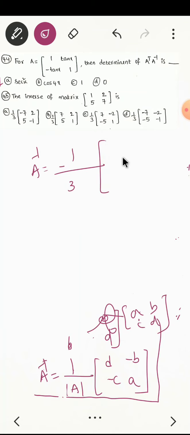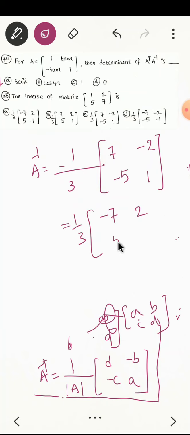Minus 1 by 3 outside, AD minus BC. Then D is here, A should be replaced by D, 7. Then minus B, minus 2, minus 5, 1. Now multiply the minus inside: 1 by 3 into the matrix minus 7, 2, 5, minus 1. Option A is correct. Hope you got this.